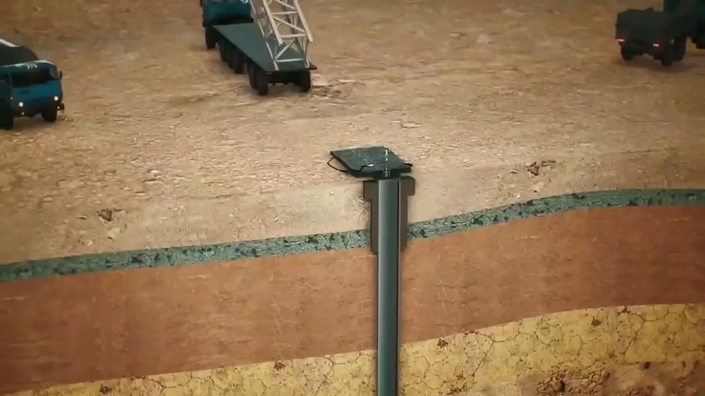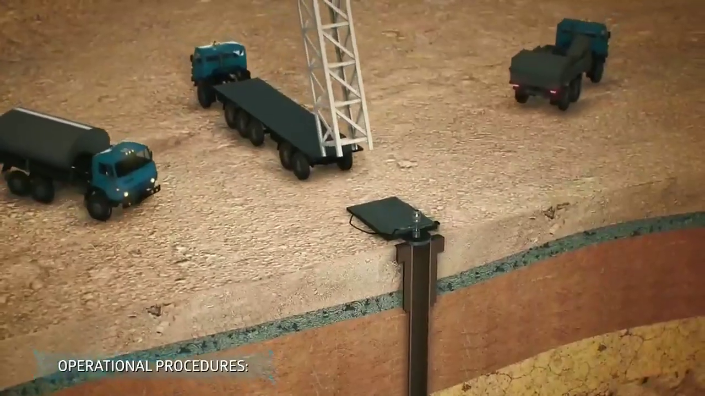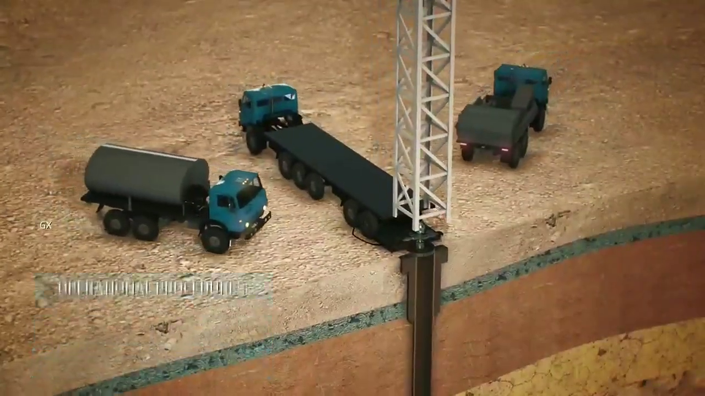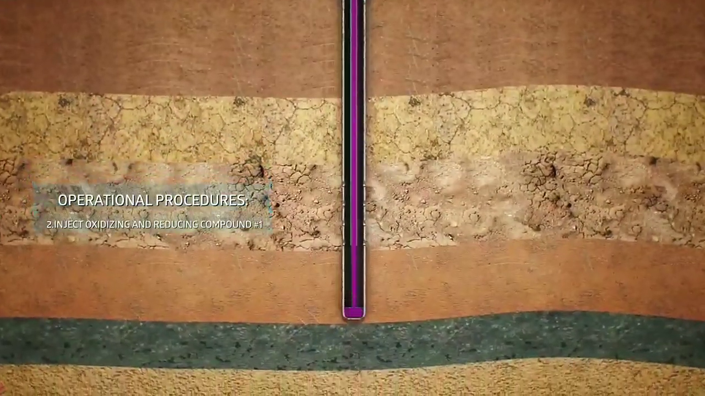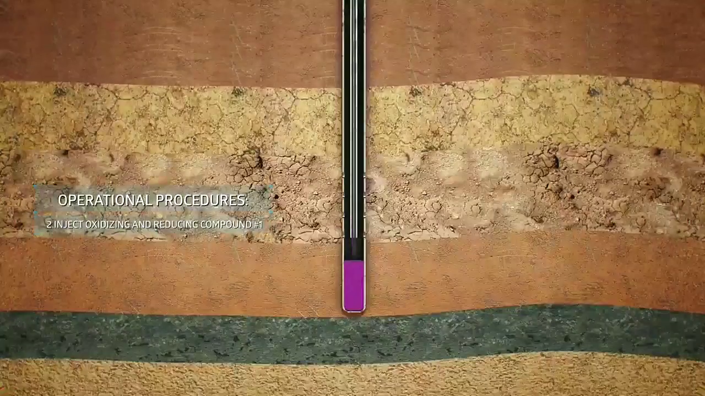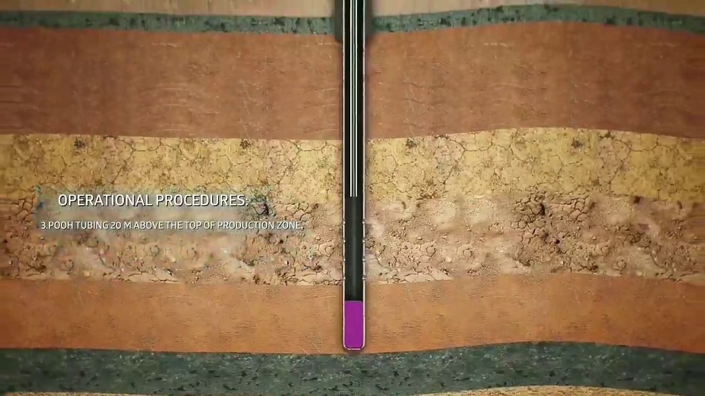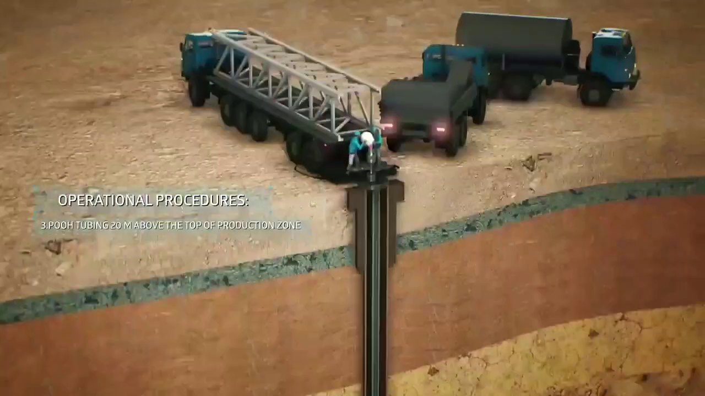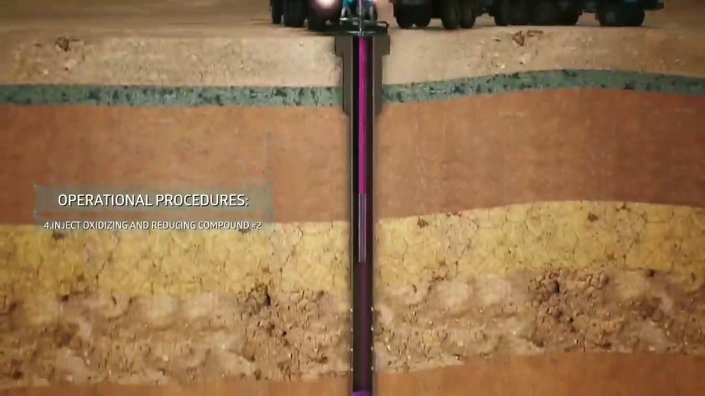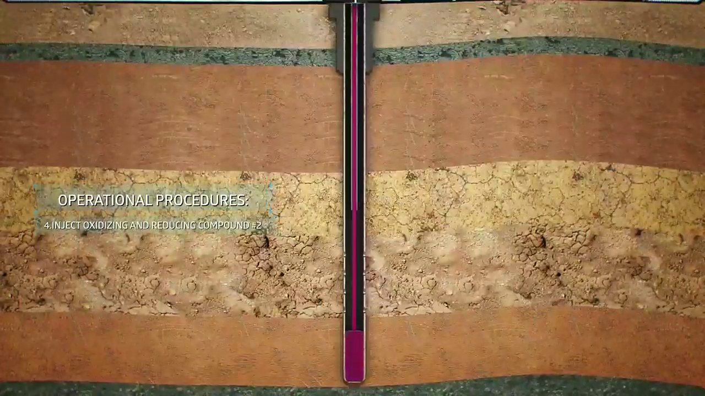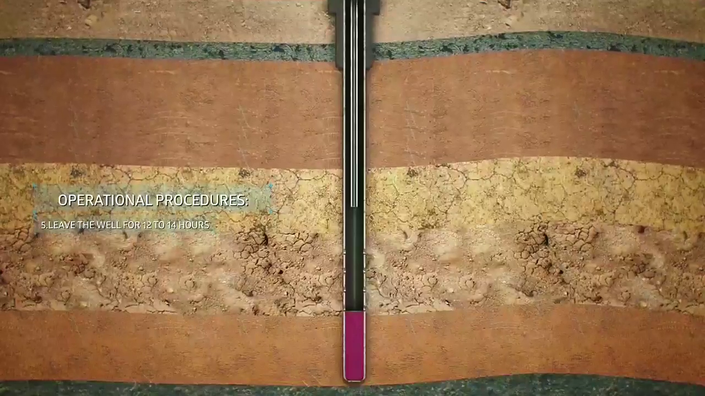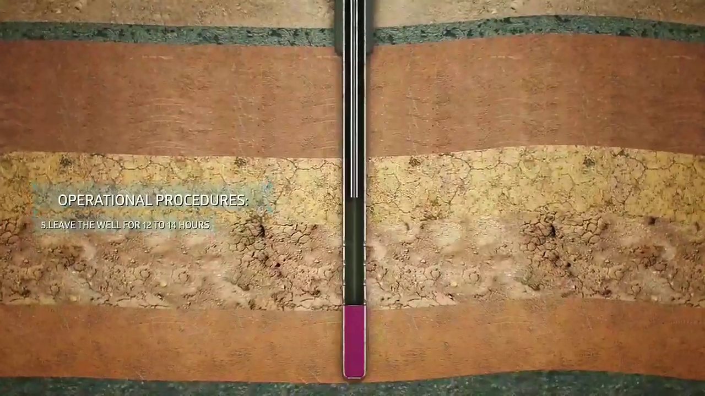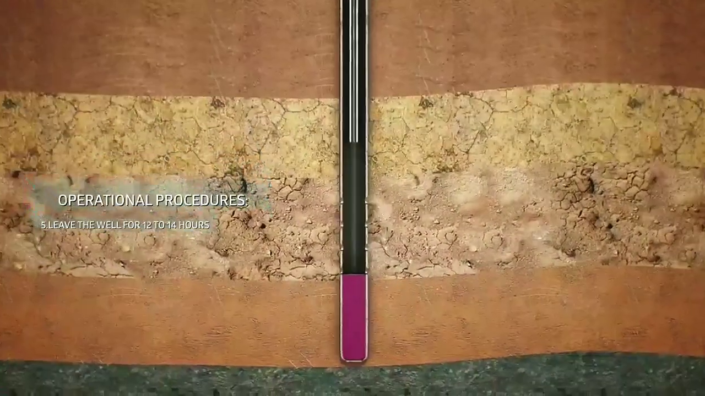and annulus. Operational procedures consist of 5 stages. Run in-hole tubing to the hold-up depth. Inject oxidizing and reducing compound number 1. Pull out of the hole tubing to the depth of 20 meters above the top of production zone. Inject oxidizing and reducing compound number 2. Leave the well for 12 to 14 hours for the chemical reaction between components of the working mixtures and thermobarochemical processes.